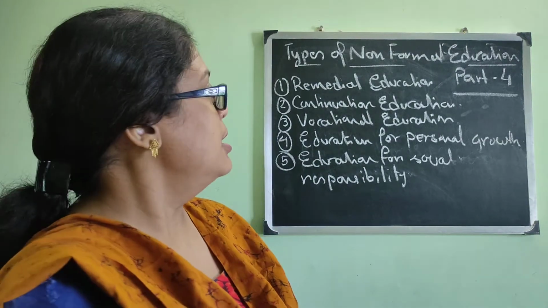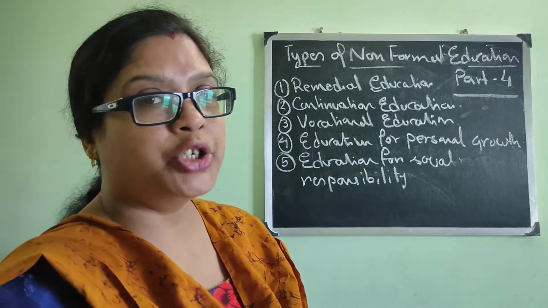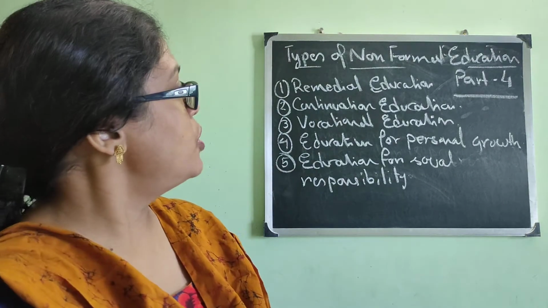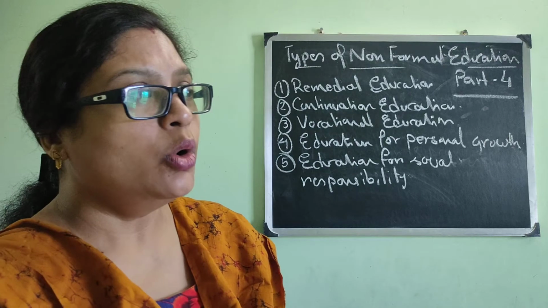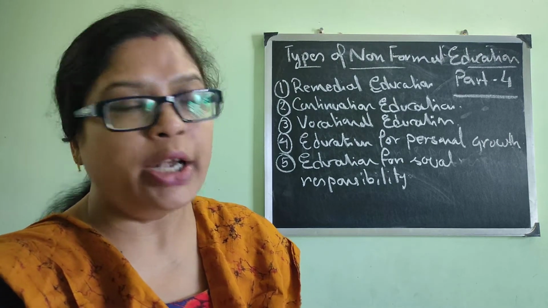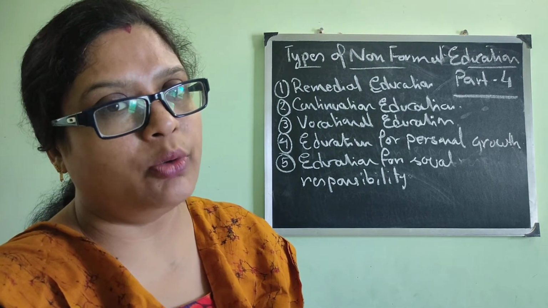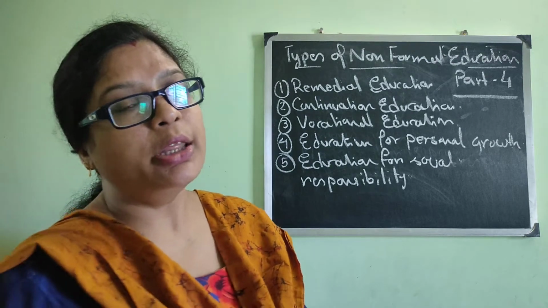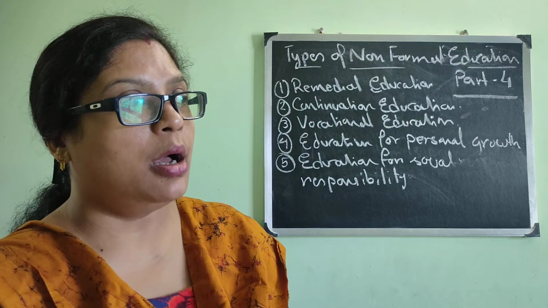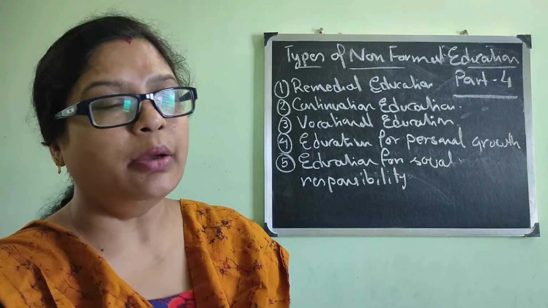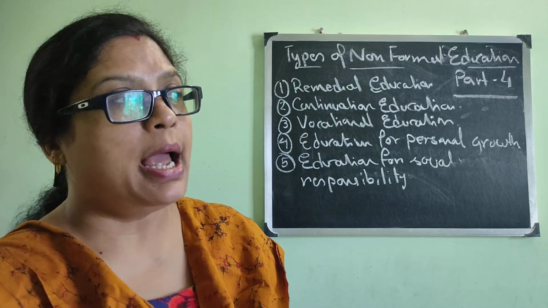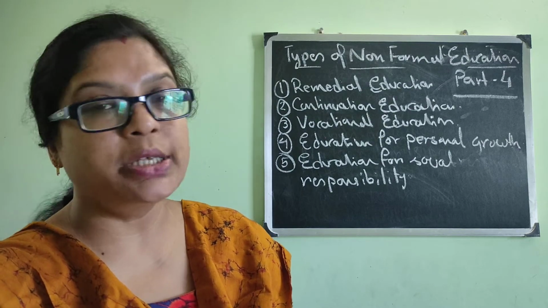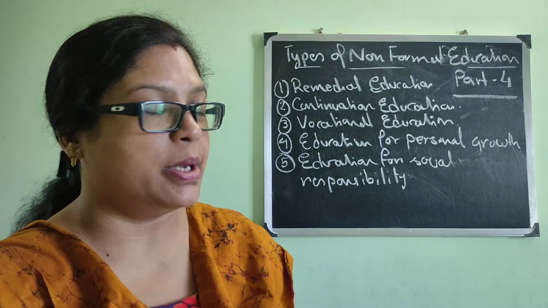Today we are at the last part of non-formal education part 4, and we are going to start different types of non-formal education, through which and for what type of students non-formal education is being provided. First is remedial education. You are going to get all the points in your book. Read it thoroughly. So go through the chapter thoroughly and the PDF as well.